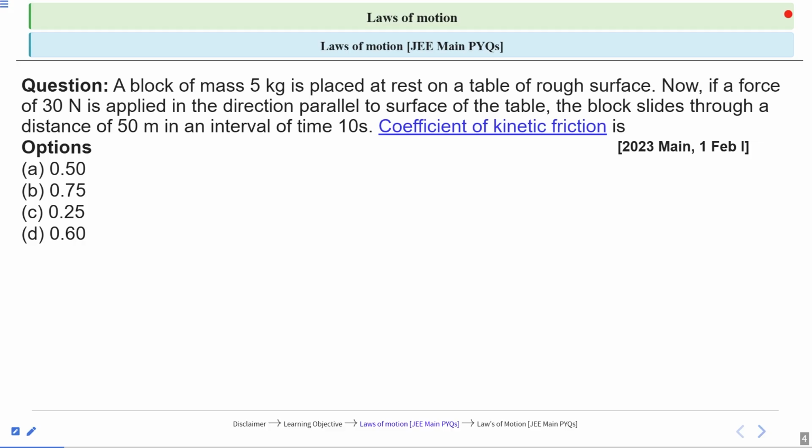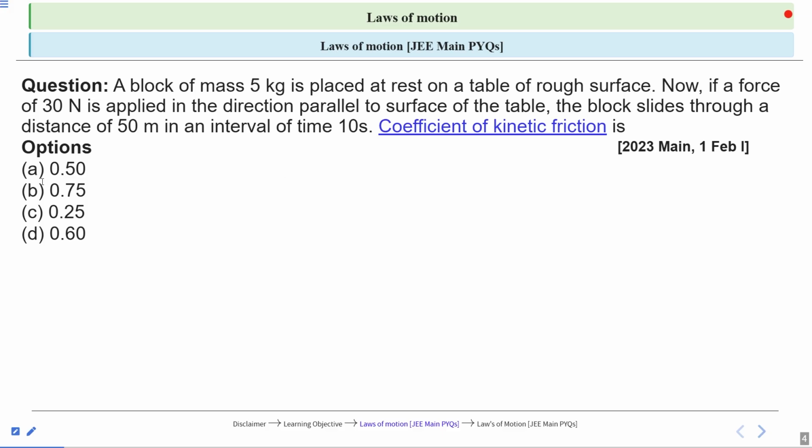So, our question is: a block of mass 5 kg is placed at rest on a table of rough surface. Now, if a force of 30 Newton is applied in the direction parallel to the surface of the table, the block slides through a distance of 50 meter in an interval of 10 seconds. So here we have to find out the coefficient of kinetic friction. This question asks about the coefficient of kinetic friction.